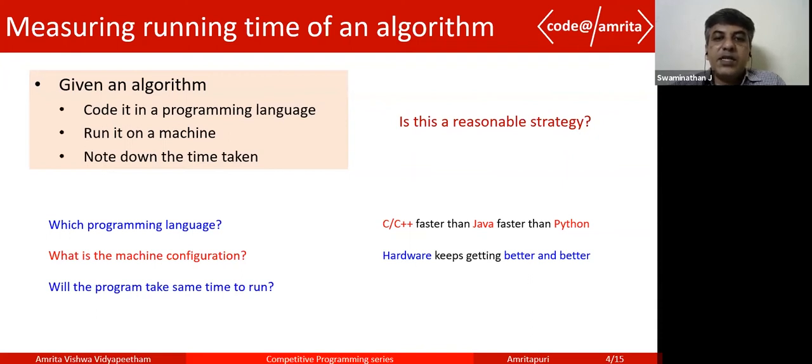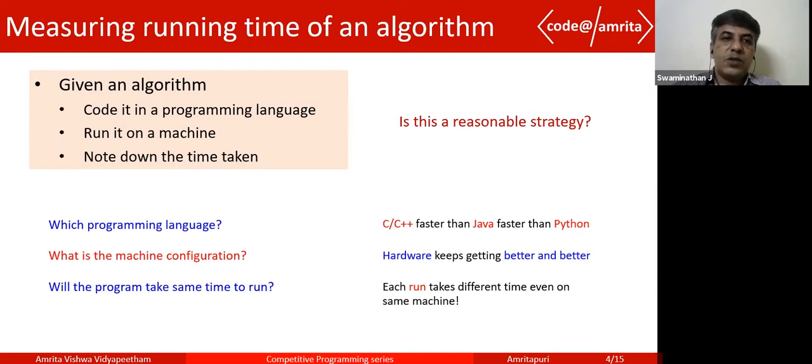And finally, each run takes a different time even on the same machine. That's a real fact. You can run the same program multiple times and see, so we really don't know what is the correct time, right? The same machine, same program, but you will get different times. Okay. So this doesn't seem to be a reasonable strategy at all to measure the running time of an algorithm.